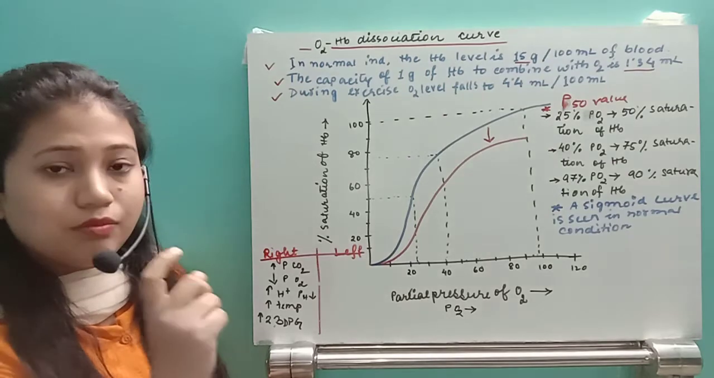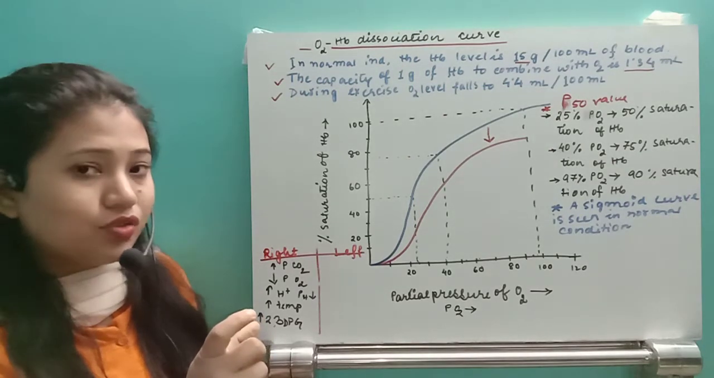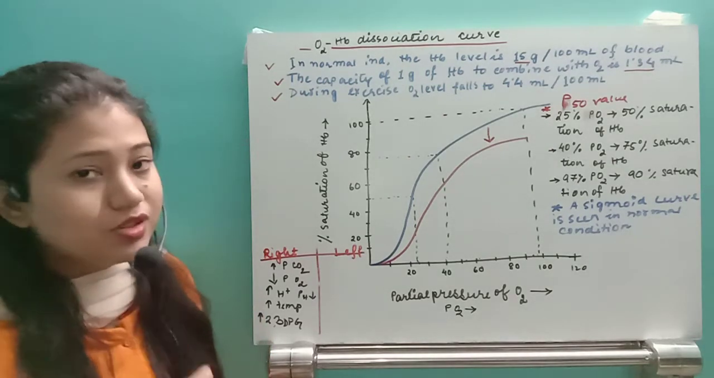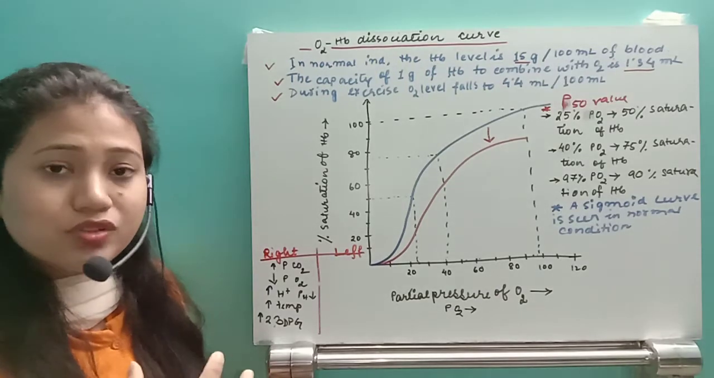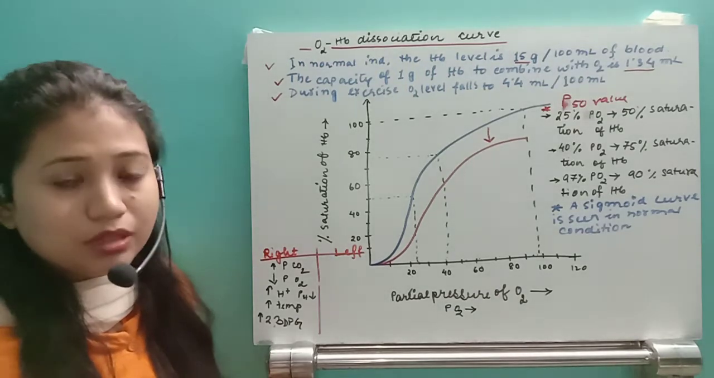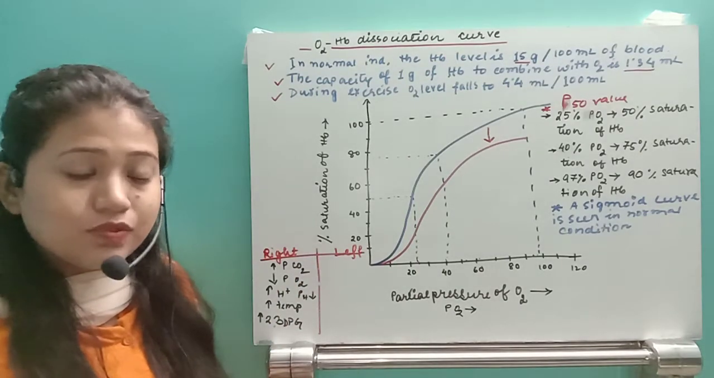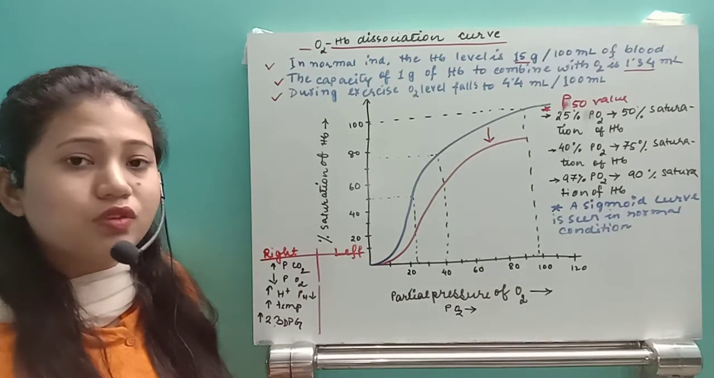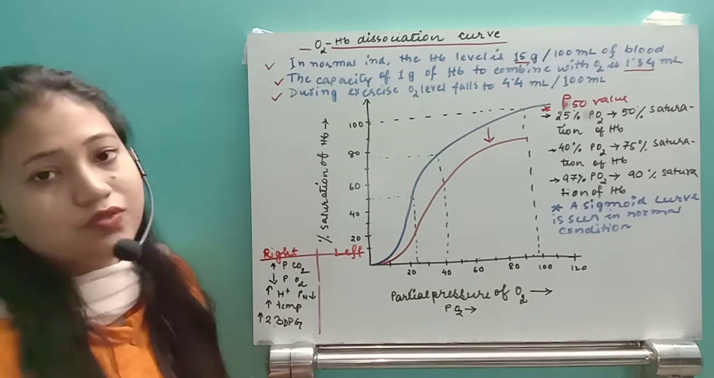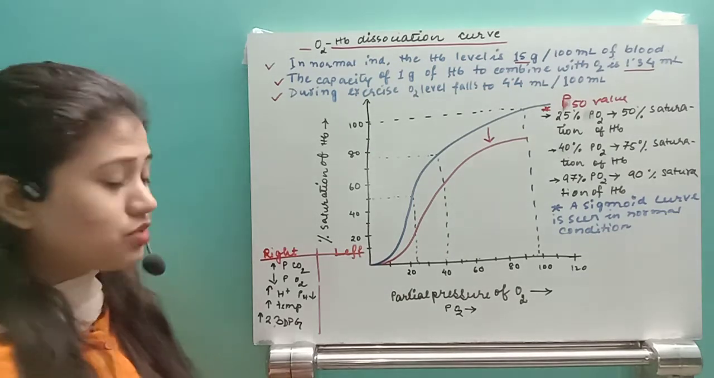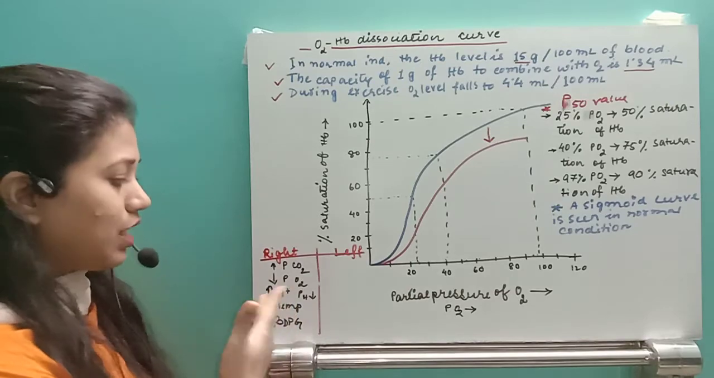Why is this happening? Because whenever hemoglobin binds with oxygen, it forms a compound called oxyhemoglobin, and this oxyhemoglobin is very unstable. Whenever the temperature rises, oxyhemoglobin breaks, and that's why when it comes to the tissue, the tissue will not get sufficient oxygen. So that's why we will feel tired. Okay, so this will happen whenever right shifting occurs.